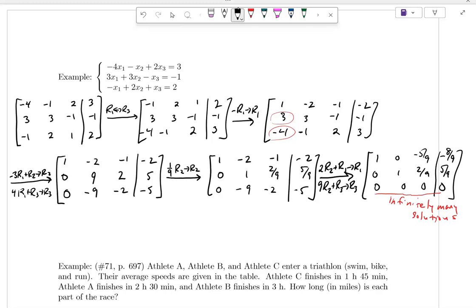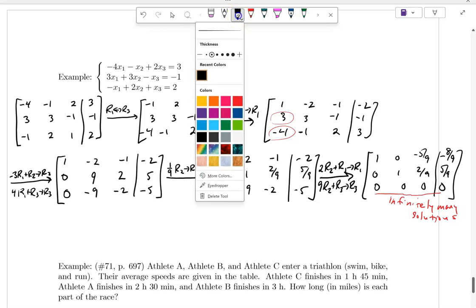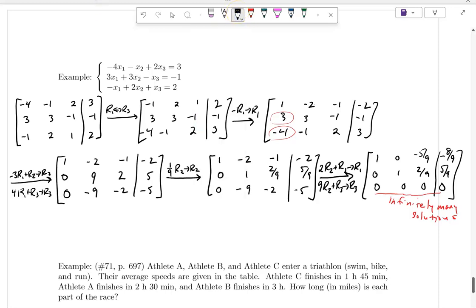Right? What equations are left here? What equation does the first row correspond to? Okay. Yeah, so if we use it, let's use the z's because it's probably a little bit easier. X minus 5/9 z equals negative 8/9. And what does the second row tell you? y minus 2/9 z equals 5/9.